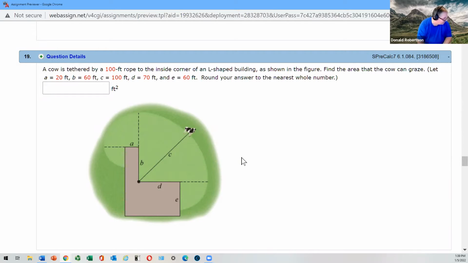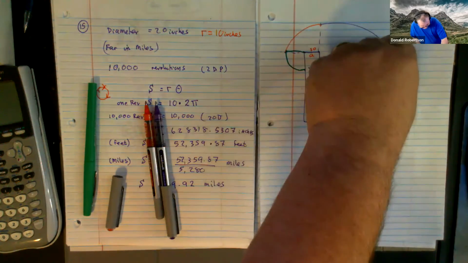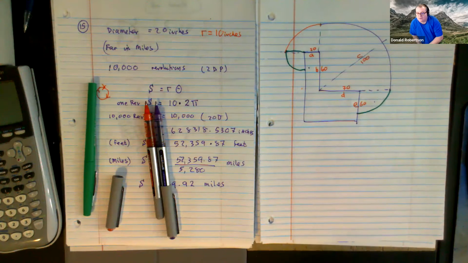This is 100. 20. 60. 70, 50, 60. Okay. Just like puzzle questions. This one's very visual, which I like as well. So what you've got here is a cow that's attached to the end of 100 feet of rope. And the cow is going to graze.